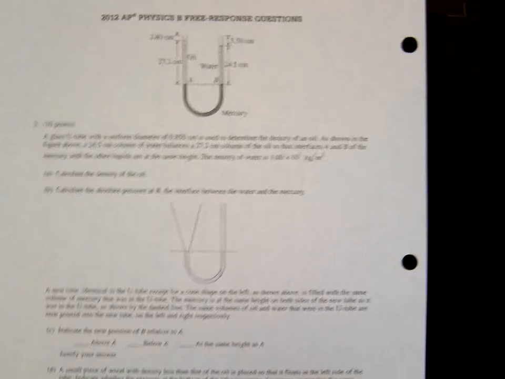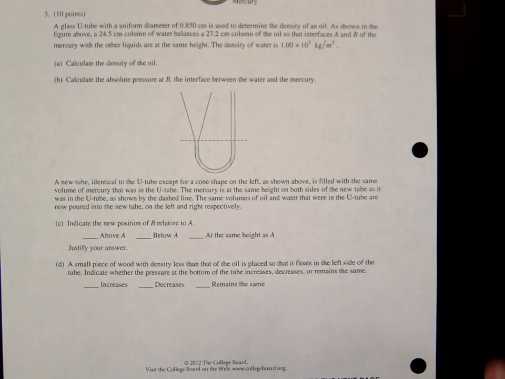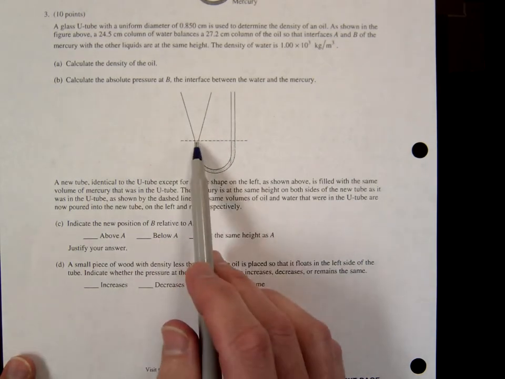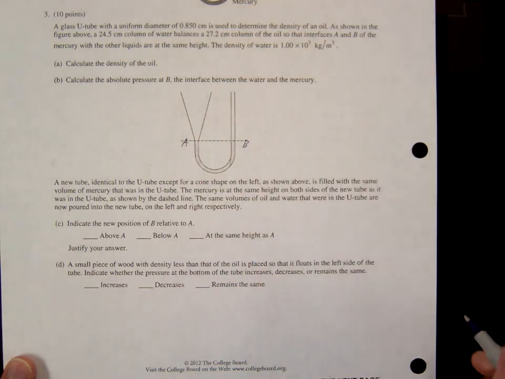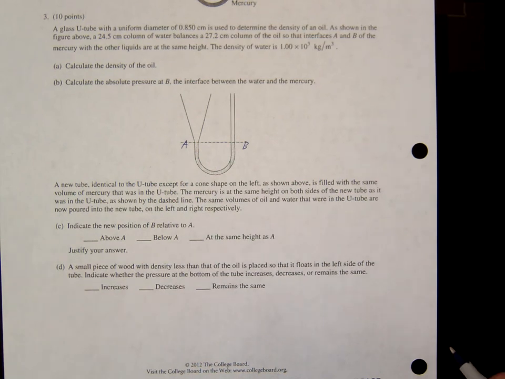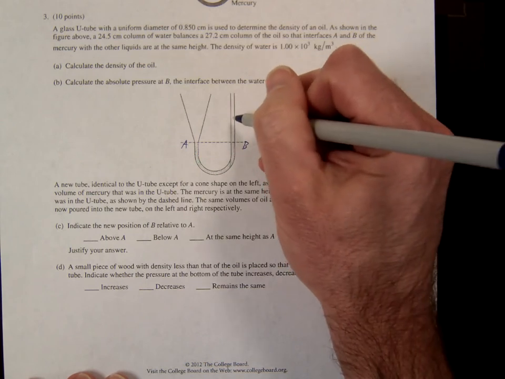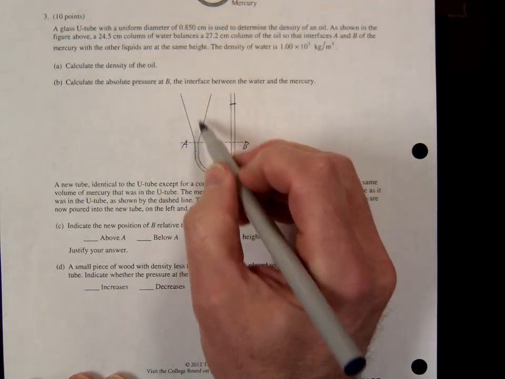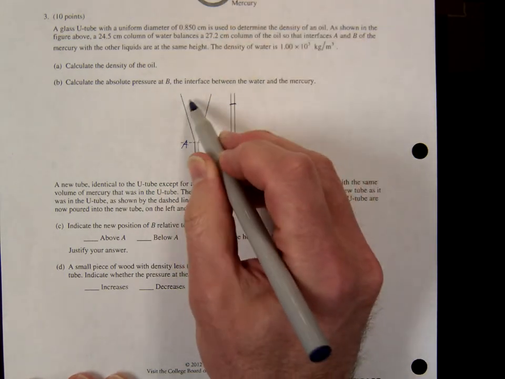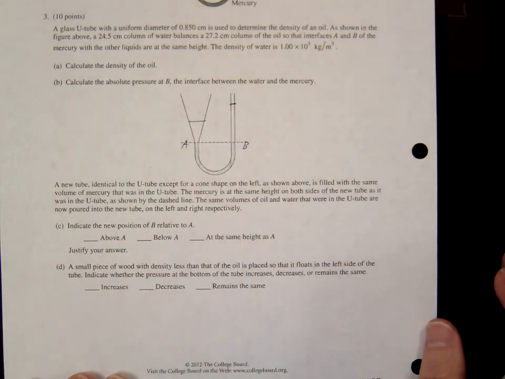Okay, letter C. So this part was a little bit confusing. I thought this was challenging. So basically they're saying, so this was A, right, and B initially. Basically what they're saying is, we're filling up this water with the same volume, and then we're putting it in here. Now how's this going to change? It's going to be less, right? So it's going to be like this, okay?